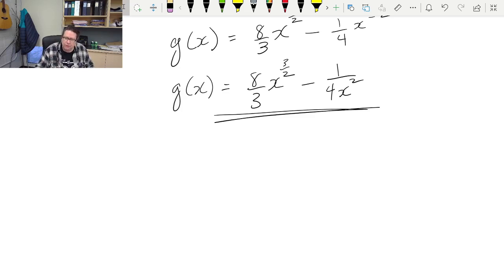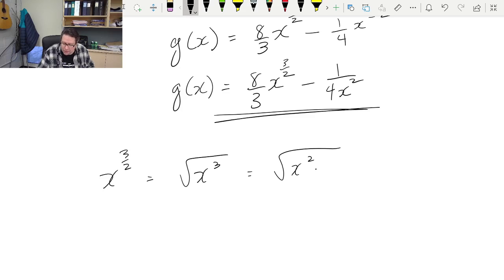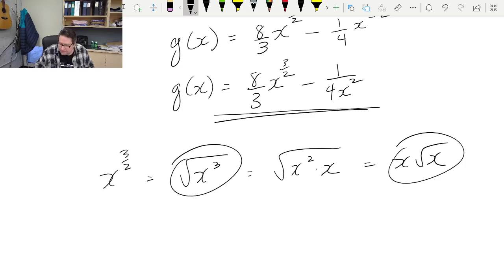If they changed it around at all, what they might have done is they might have taken x to the 3/2 and made that the square root of x cubed, which, by the way, you can also think of as the square root of x squared times x, which is x root x. The argument can be made that if you have to go to radical form for your final answer, that this is simpler than that.